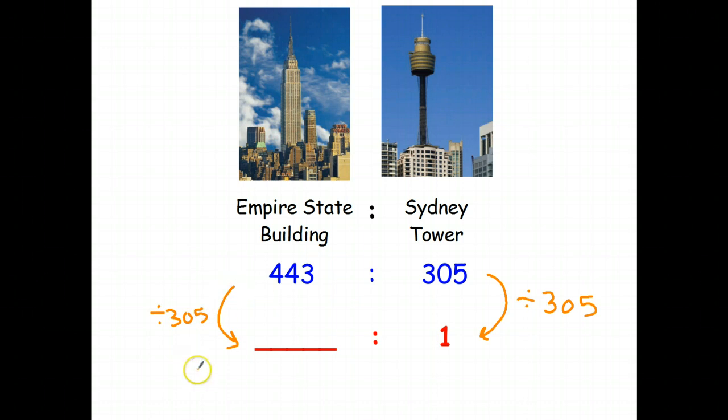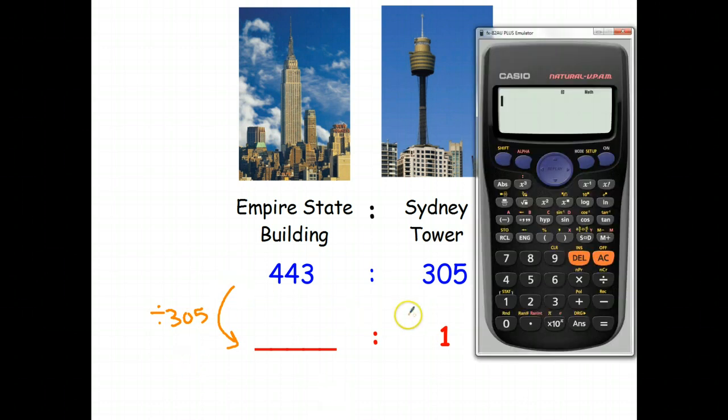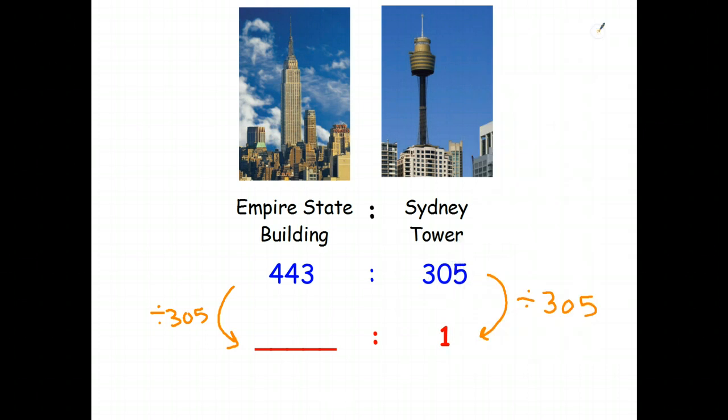443 divide 305. Let's just do that on the calculator. 443 divide 305, and to two decimal places, it's 1.45. So we have a scale factor of 1.45. And what that means is the Empire State Building is 1.45 times as tall as Sydney Tower.